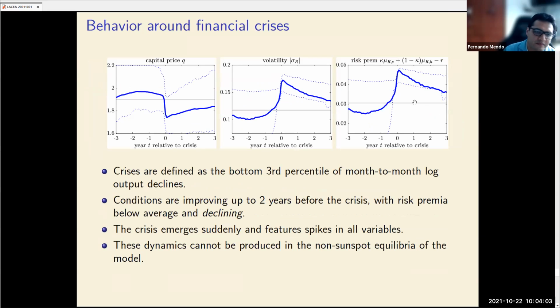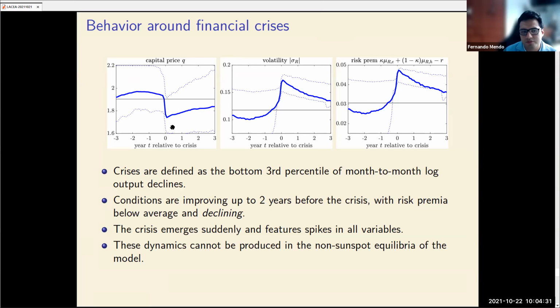We also do here some more standard graphs, which show the behavior around financial crises. We identify a financial crisis as the bottom 3% of the change in output. So these very bad situations, what do they look like? Well, they look like they're preceded by high capital prices, by low volatility, and by low risk premium.